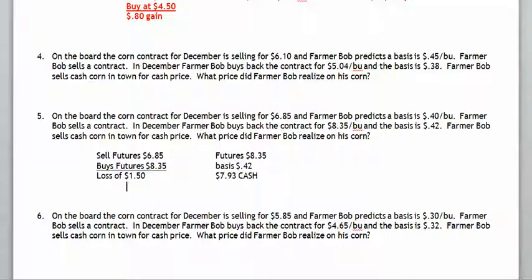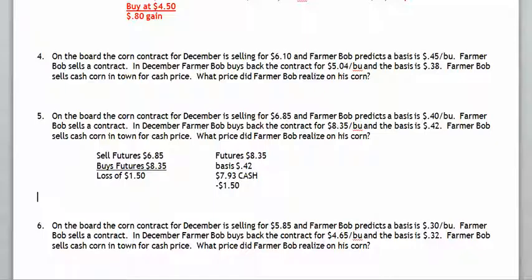So we take the 7.93 cash price and we subtract the $1.50 that we lost from our futures transaction. We end up with $6.43 realized price. 643 is a little bit off what we had predicted. 685 here minus the predicted basis of 40 cents is 645. We ended up with 643 because basis ended up at 42 cents, 2 cents wider than what we predicted.